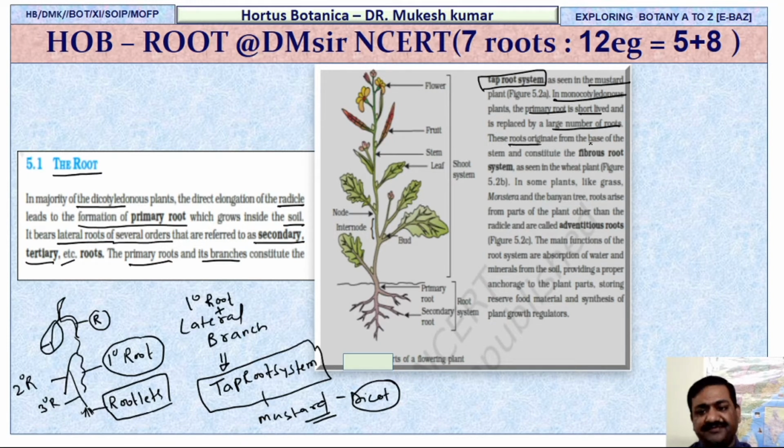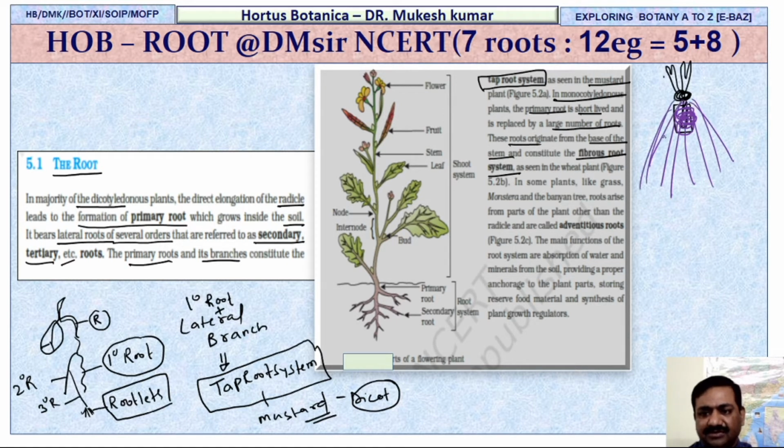Now in monocots, the primary root is short-lived and replaced by a large number of roots. These roots originate from the base of the stem and constitute the fibrous root. Remember, I taught you in the previous class that these are the primary root, but they are not surviving for a long time, they are short-lived. That's why they will be replaced, they will die, they will vanish, and finally new roots will come.